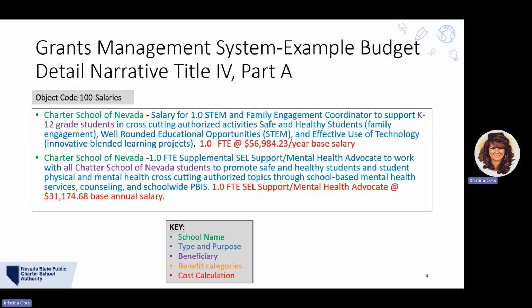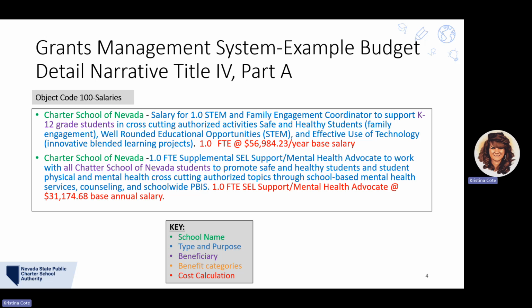So here's a couple of example budget detail narratives that meet all of the SPCSA's and NDE's required narrative components. A key is located at the bottom of each of the following two slides. For this example, we'll use object code 100, which corresponds to the Nevada State Chart of Accounts for salaries. Notice that applicable key components based on what is requested are present. They are the school name, the type and purpose, the beneficiary, and the cost calculation.